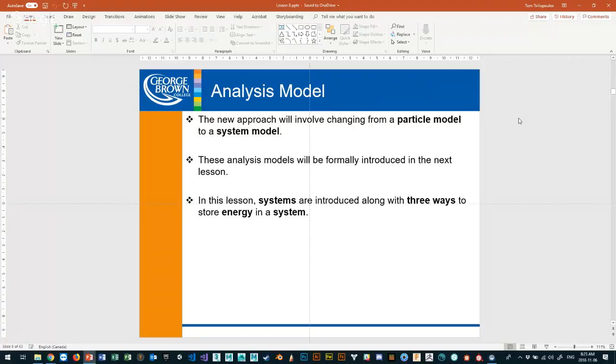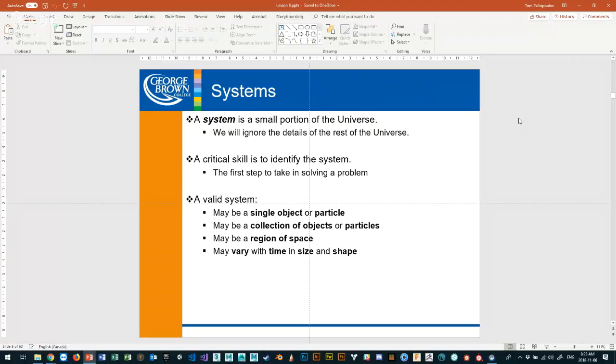So again, we're going to be talking about systems. What is a system, and what are the different ways of storing energy? Think about this: a system is almost like a small container or a small portion of the entire universe. When I look at a system, I'm talking about things like a collection of objects, a region of space, some kind of small area that I'm looking at.